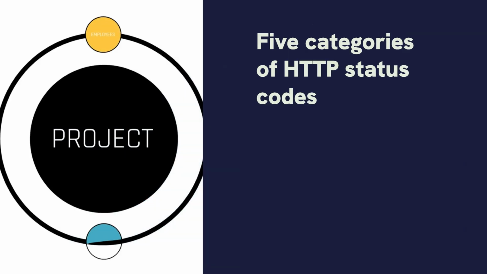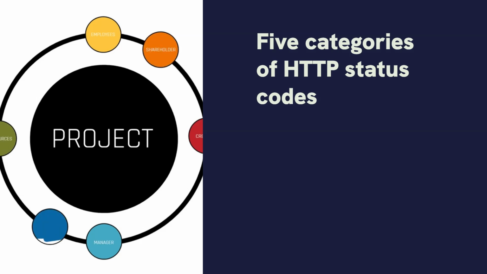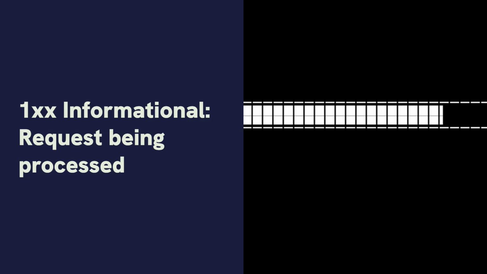Let's start with the basics. HTTP status codes come in 5 distinct categories, each telling a unique part of the story. The 1XX codes, informational. These are rare in day-to-day development, signaling that a request is being processed, like a quiet nod from the server saying, "I'm working on it."